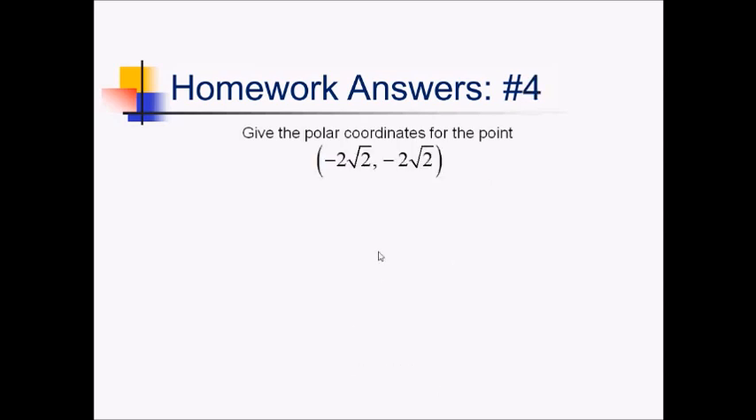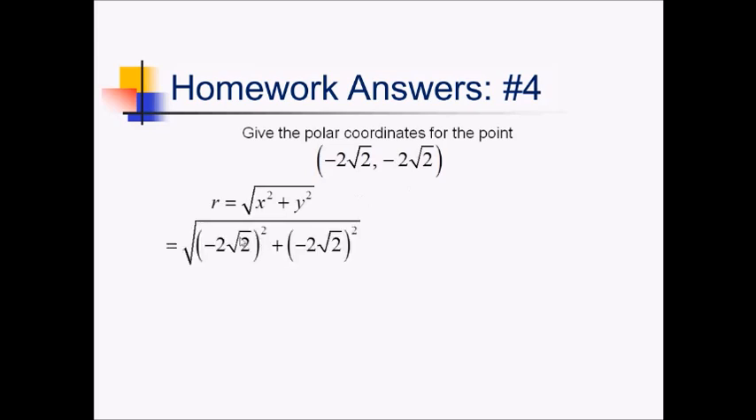To get polar coordinates for this point, let's find the radius first. That's Pythagorean theorem of the x and the y value that they gave us. So we've got those two things being squared, added together, and square rooted. So let's see here. I've got negative 2 squared and radical 2 squared, so that's essentially 4 times 2, or 8. And we're doing that twice, so 8 plus 8 is going to give us 16 inside, whose square root is 4. So there's our radius.